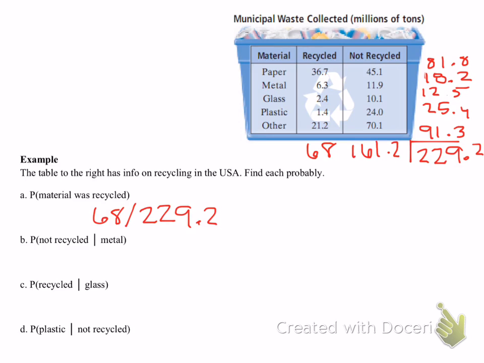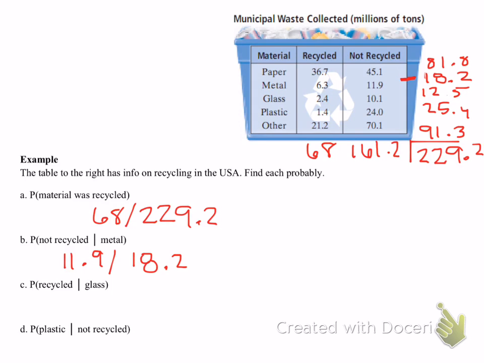Now we're getting back into the idea of the given. So this bar represents given. Notice it says find the probability the material is not recycled given that it is metal. So what I recommend is finding the bottom number first. So my metal total is the 18.2. And of this metal total, the part that's not recycled is 11.9. So notice again, I've restricted that whole population. I'm not using that total population of 229.